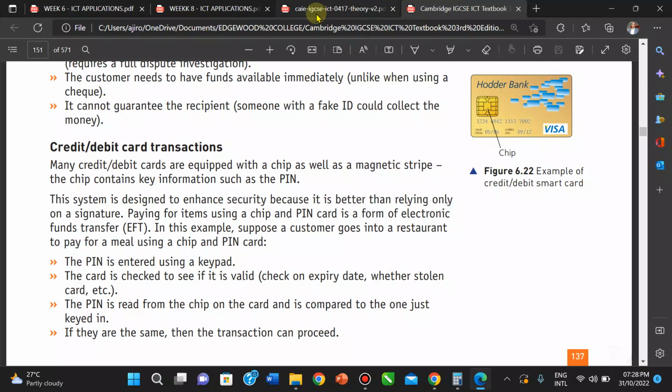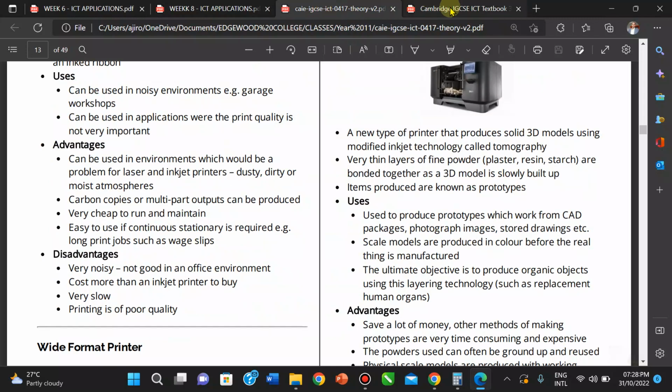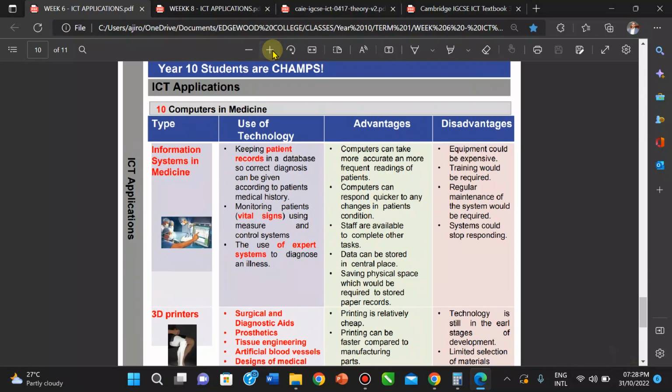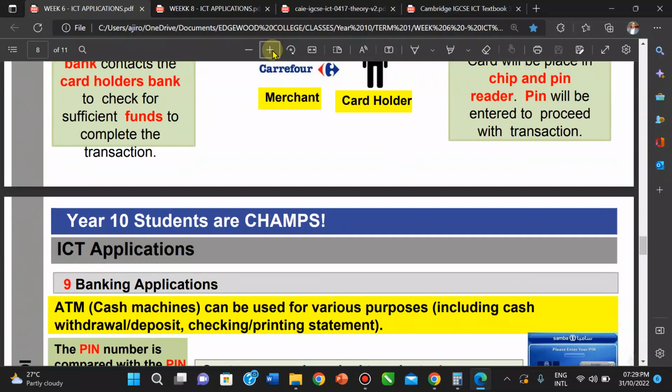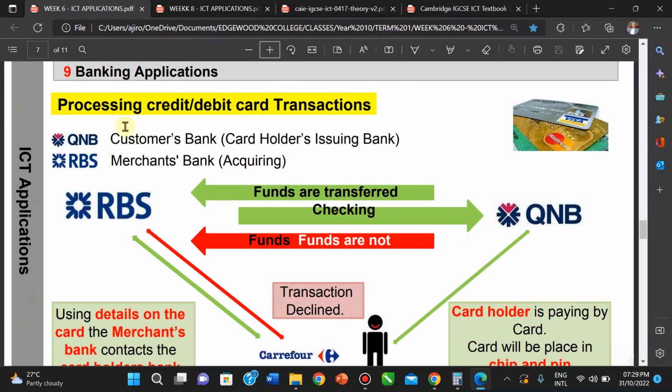For example, let me show you this. Let me open the slide right here and actually paint a picture of what I'm explaining. Now, for example, we have this right here: processing your credit and debit card transaction. Now we have the QNB, which is Qatar National Bank, a bank in Qatar, which is the customer's bank. And the merchant bank, which is the company's bank, is RBS, the Royal Bank of Scotland, a bank in Scotland, which wants to receive money from the Qatar National Bank.